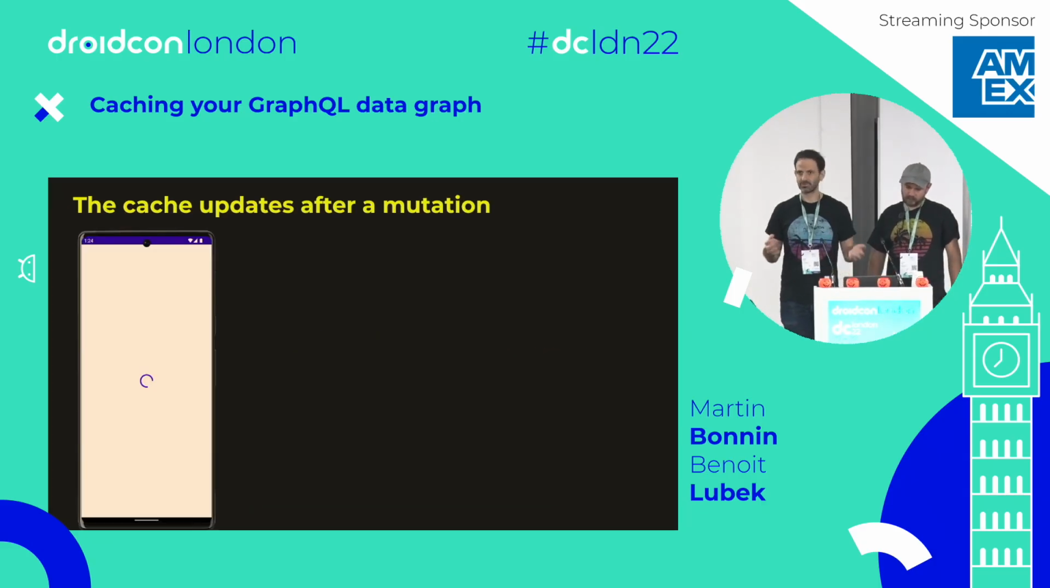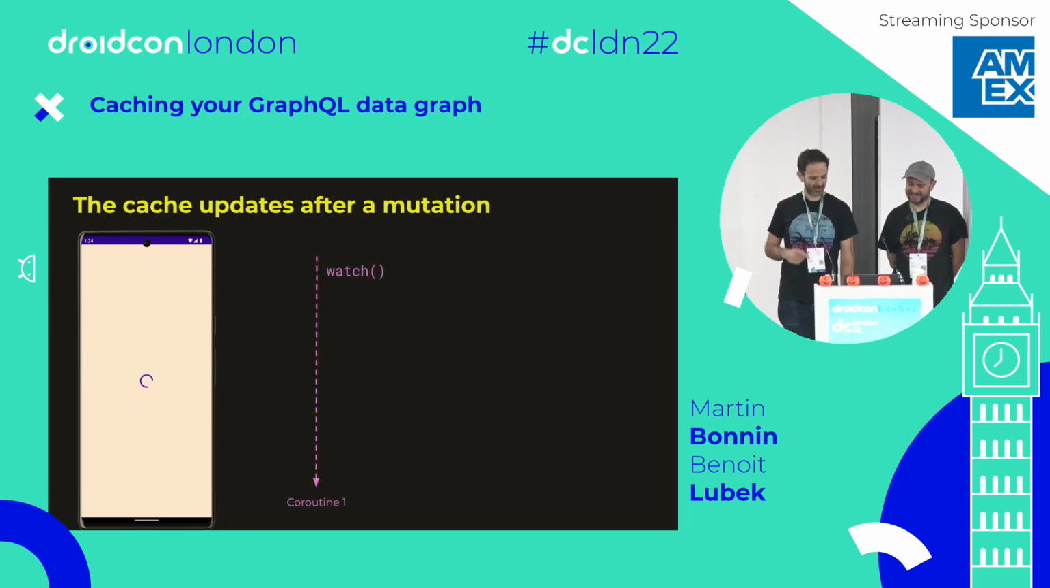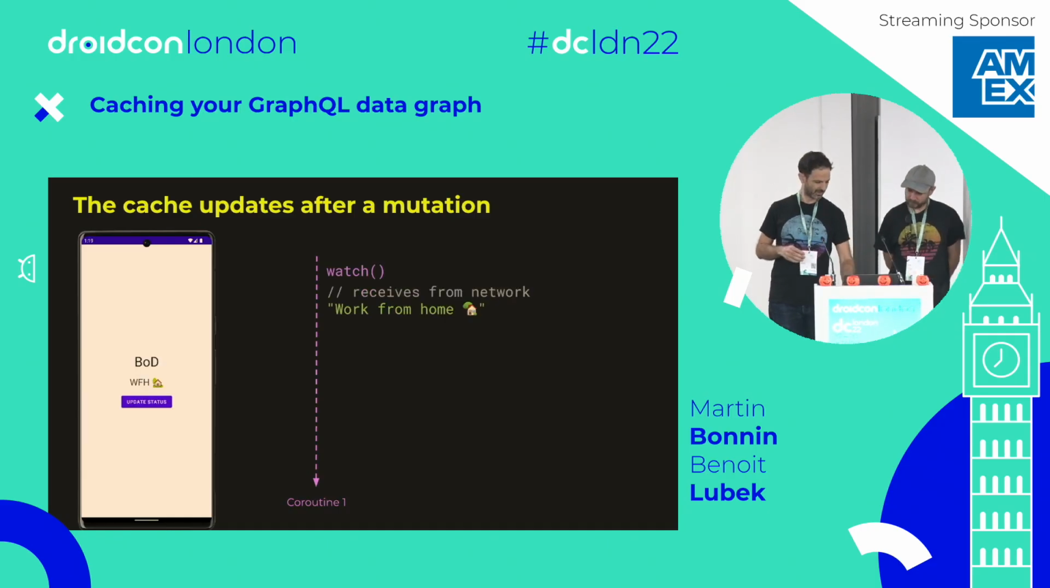And if I were to write a simple app, because in the end, this is what we want to do, right? We want to write apps. An app that displays the status of this user, I'm going to start by showing a loading screen, because we all do that at start, and call this watch function. So this watch function, the first thing it's going to do is go to the network and get the initial value of the data. Maybe this was this morning and Benoit was working from home, so the initial status is working from home.